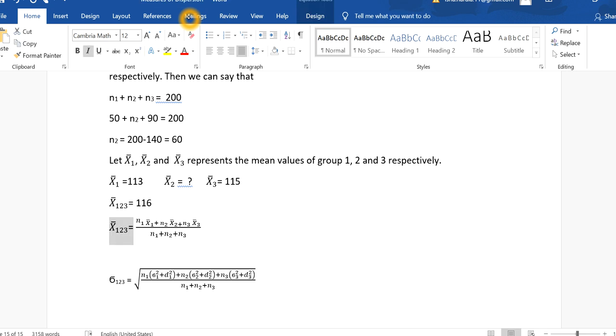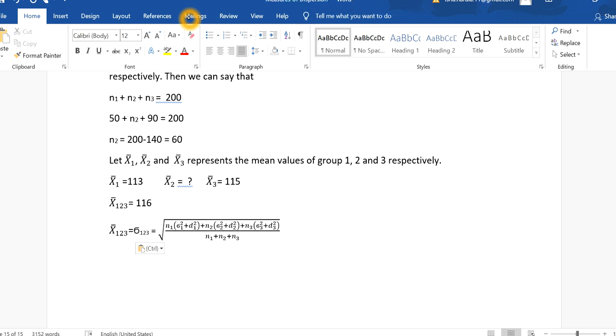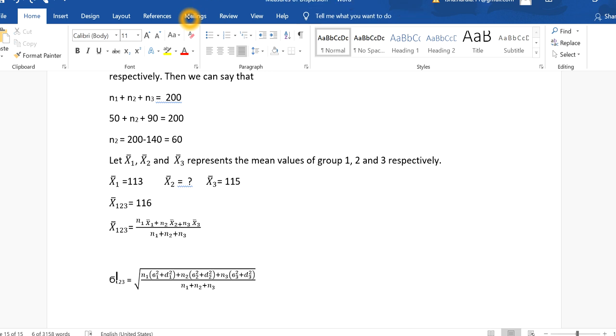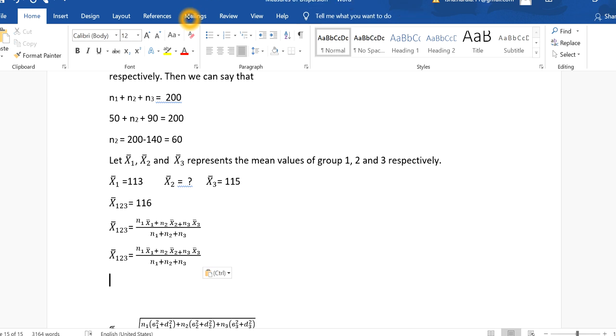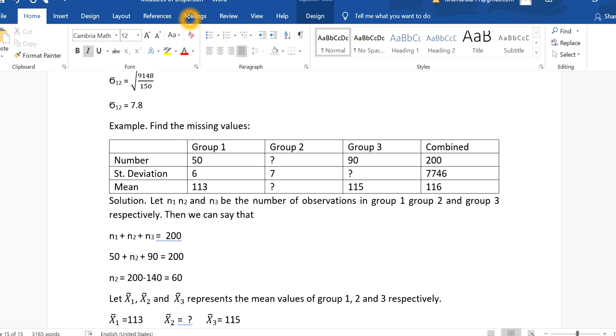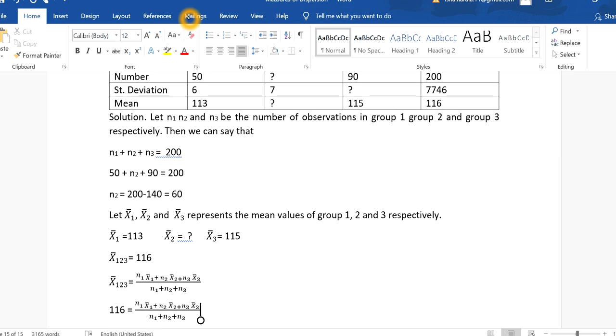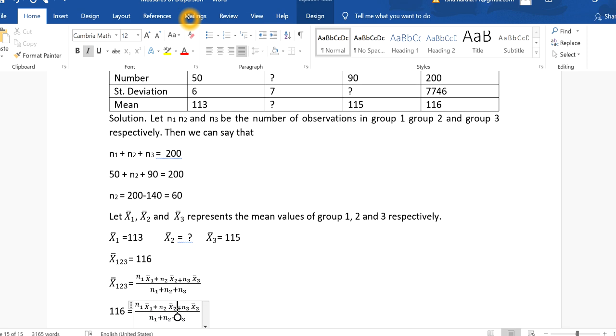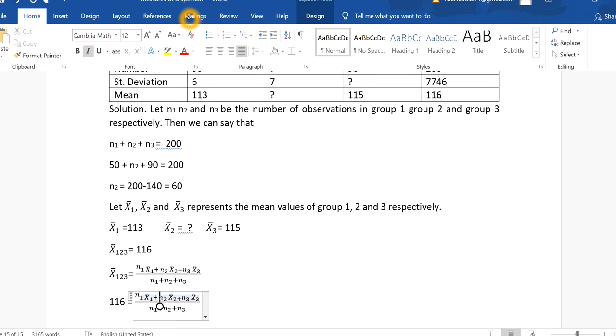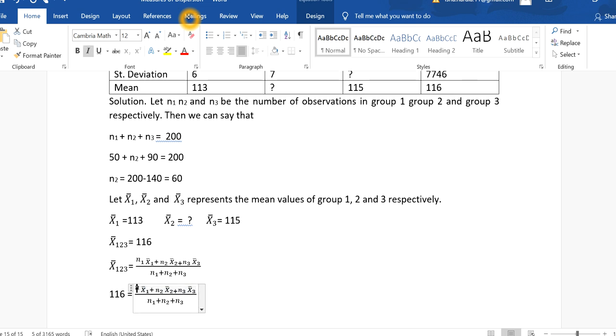Okay, so here we have the formula. The combined mean x bar 1, 2, 3 is given to us, that is 116, right? Then n1 is given to us, n1 you can see from here, n1 is 50, right? So I will apply this value 50 here. N1 is 50.